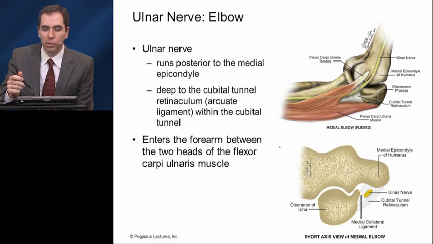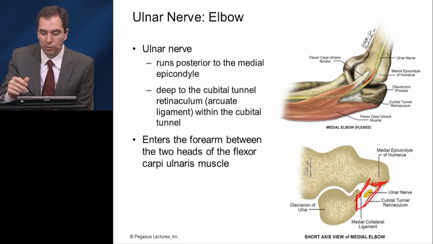So now the ulnar nerve we'll focus on a little bit more closely. It runs posterior to the medial epicondyle, deep to the cubital tunnel retinaculum within the cubital tunnel. So here's the transverse images. You have the medial collateral ligament posterior bundle forming the floor of the cubital tunnel, the olecranon forming one side wall, the medial epicondyle forming another wall, and then the cubital tunnel retinaculum, also called the arcuate ligament, running superficial to the ulnar nerve.